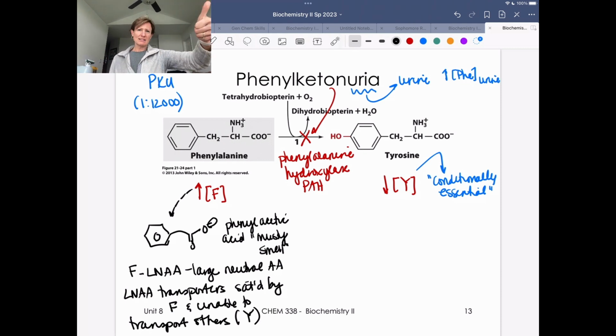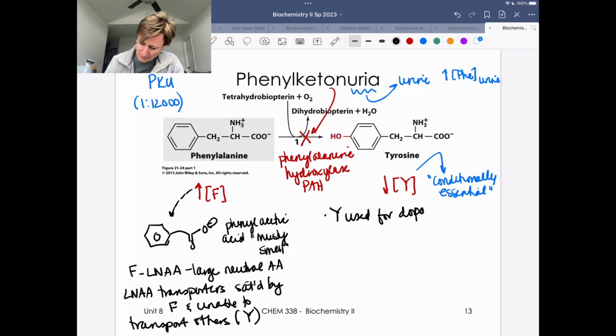Elevated levels of phenylalanine we're going to see with people who are PAH deficient, so are phenylketonurics, and we're going to see decreased levels of tyrosine. So here's what we tend to see with people who have insufficient levels of tyrosine. Tyrosine is used to make dopamine. So it's used for dopamine synthesis and both epinephrine and norepinephrine.